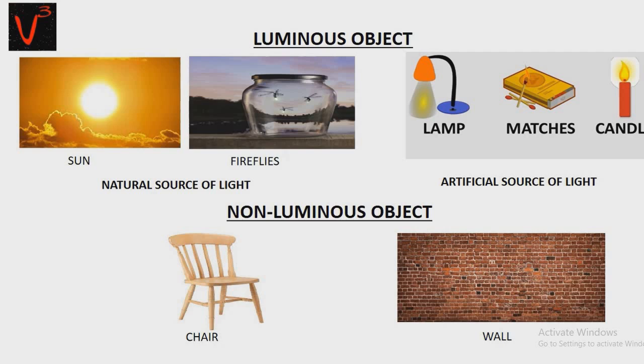Let us see now what are non-luminous objects. The objects or materials that are not a source of light themselves are called non-luminous objects or materials. For example, wood, the wall, or anything which doesn't have its own light. The chair on which you're sitting doesn't have its own light source. That's why it is a non-luminous object.